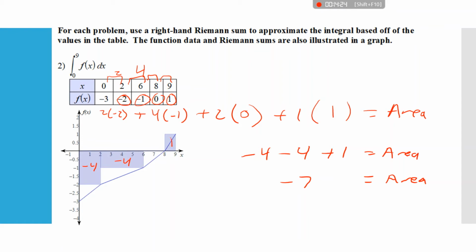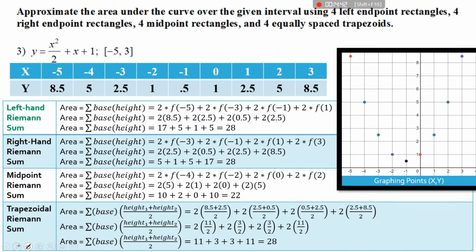Okay, so the key here is I will give you whether you're looking for a left-hand or a right-hand Riemann sum. If you've got a left-hand Riemann sum, use your heights from the left. If you've got a right-hand Riemann sum, use your heights from the right. If it's a midpoint, you'll need to take an average. And if it's a trapezoid, you'll be using both.